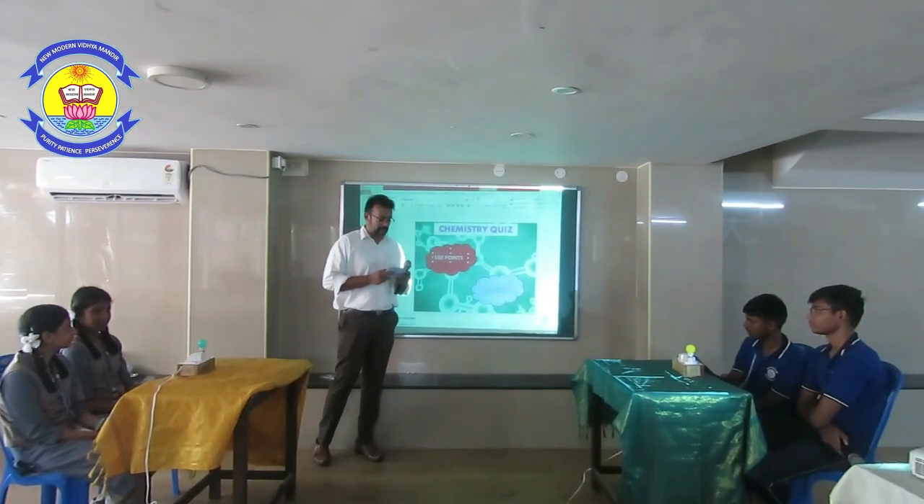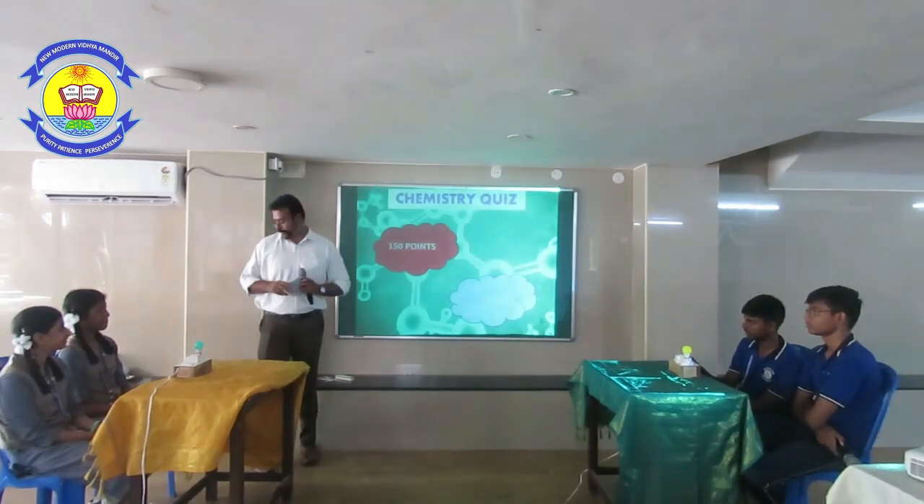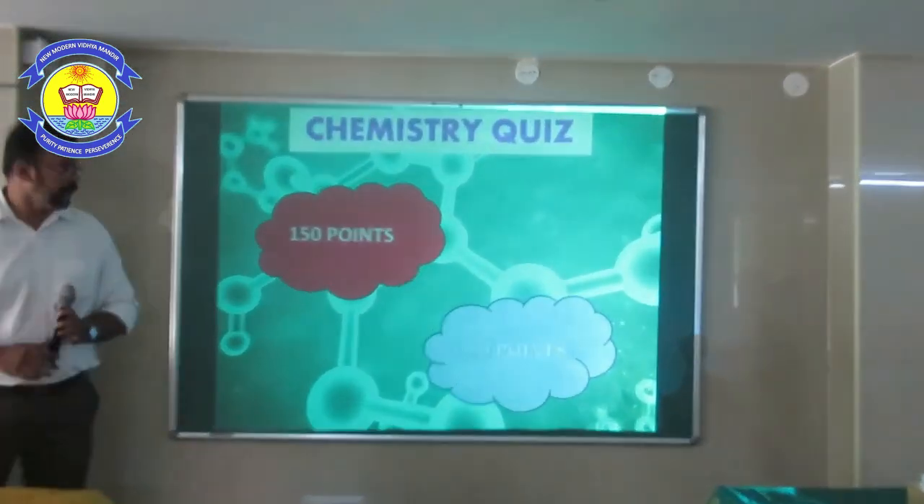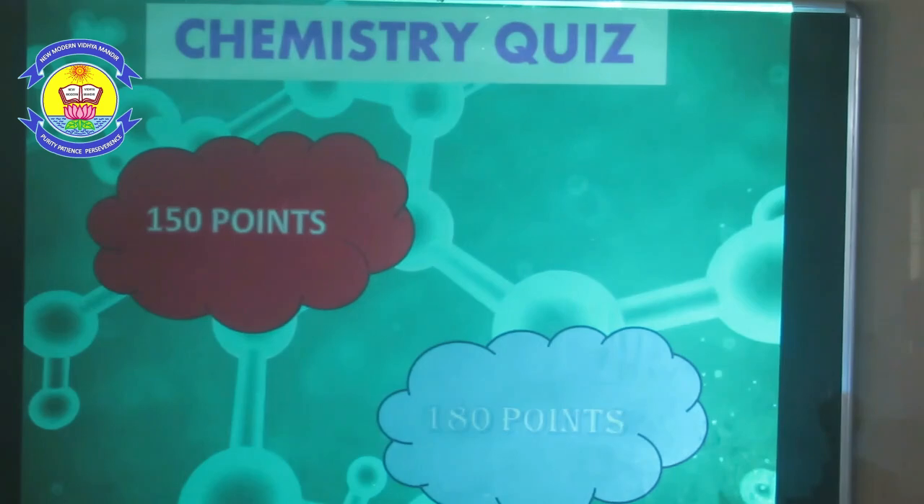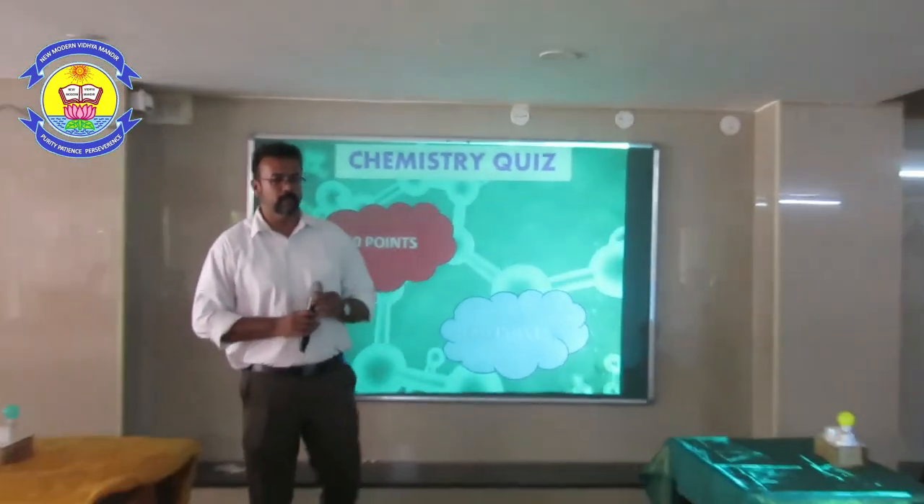That's a 30-mark difference. Let's end with this now. So what's the score? Red with 150 points and blue with 180 points, which means the blue team is the winner.